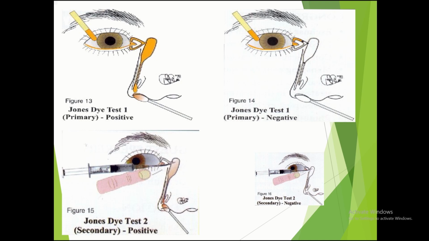In Jones dye test 2, you do a syringing through the canaliculus, and if the cotton bud which is kept in the nose becomes stained, then it indicates that there is a functional obstruction or there is a failure of the pump mechanism. And in spite of syringing, if the cotton bud does not get stained, that implies that the Jones dye test is negative. So there is some obstruction which is responsible for the dye not appearing in the nose.